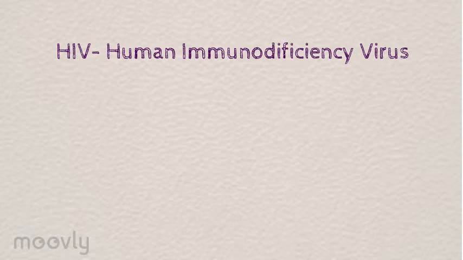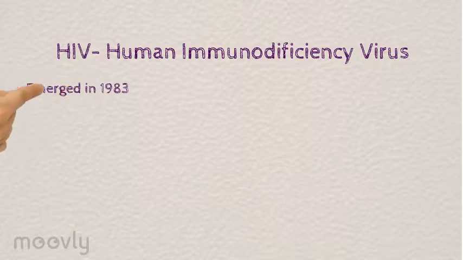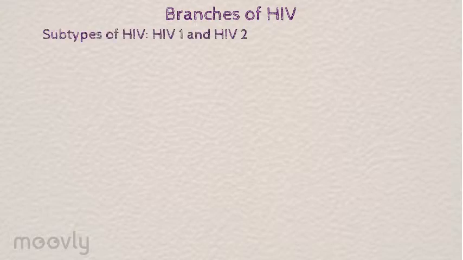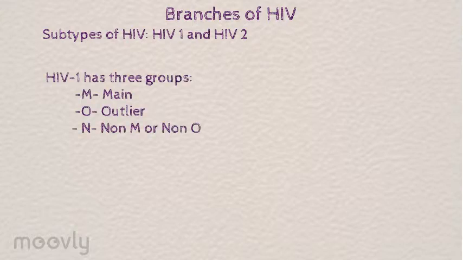Human immunodeficiency virus, also known as HIV, emerged in 1983. HIV belongs to the family of Retroviridae and the genus Lentivirus. HIV can be divided into two subtypes, HIV-1 and HIV-2. HIV-1 is the most prominent in humans, therefore it'll be our main focus. HIV-1 can be divided into three groups: main, outlier, and non-main or non-O.